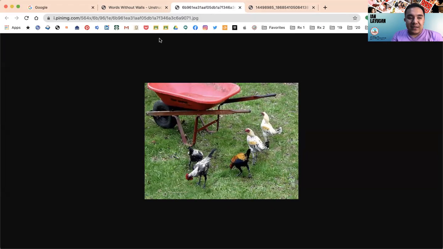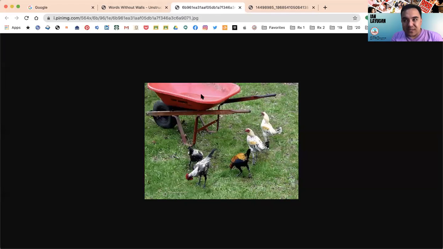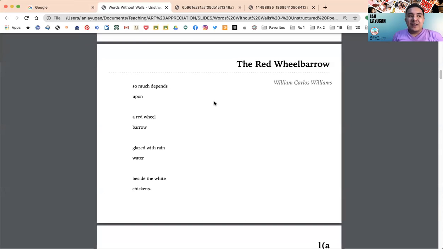But more importantly, if you look at the poem, it has a shape of its own. And that's one of the things I would like to talk to you about in this session. You can see that every second line of every stanza has only one word: upon, barrow, water, and chickens. Really interesting. It also resembles, or gives us the idea of, the handles of the red wheelbarrow. These are the things that make these poems amazing.